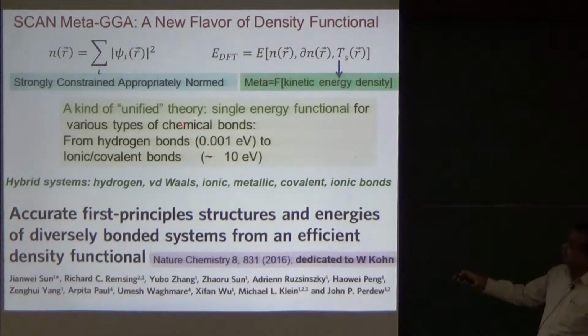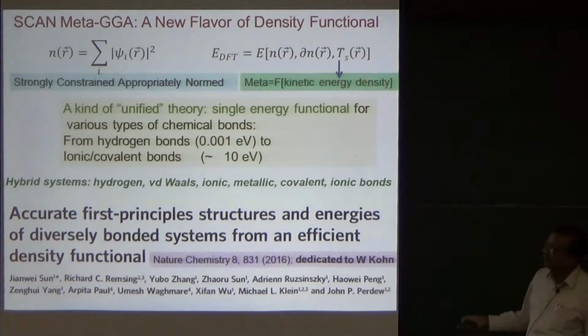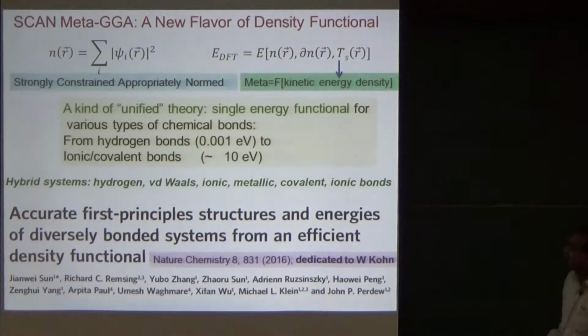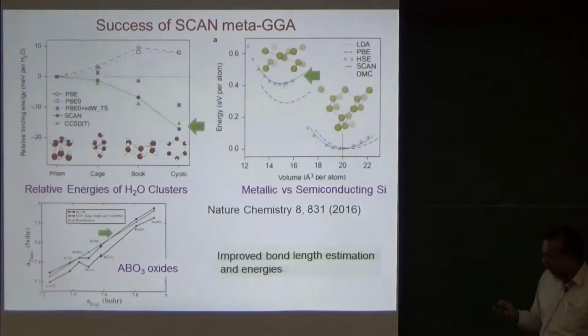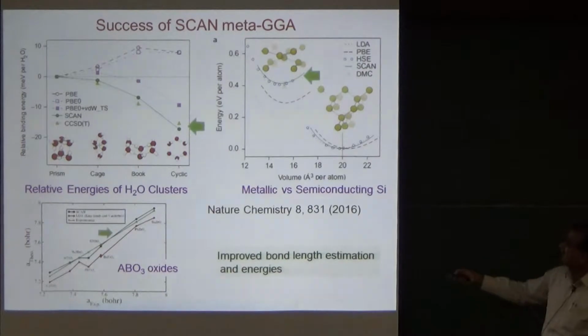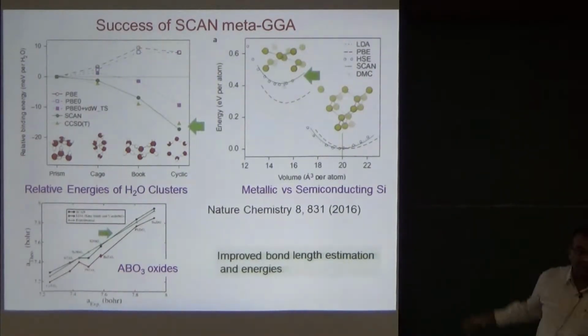The new functional captures the energies of various types of chemical bonds, starting from hydrogen bonds of milli eV strength to ionic and covalent bonds which run into 10 eV scale. Okay? So this is a very recent development in density functional theory, and what we accomplish using this is shown here. For weakly bonded systems like water clusters, we get accuracy comparable to quantum Monte Carlo or coupled cluster approximation using this new functional, whereas the standard DFT was giving totally wrong results.